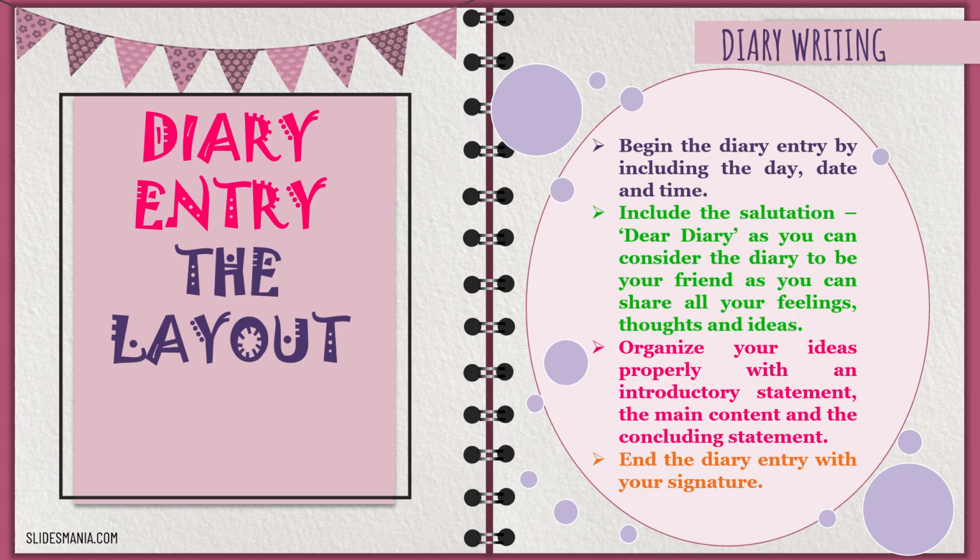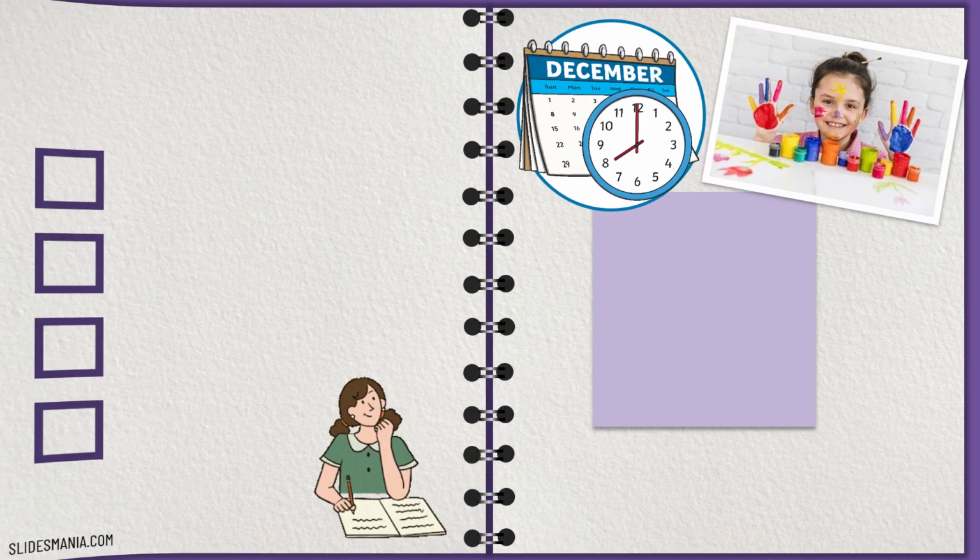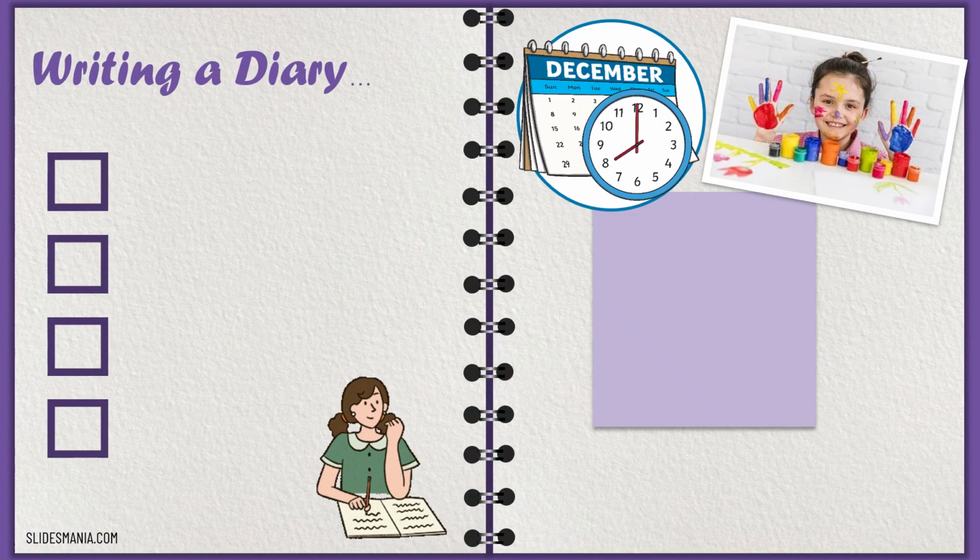And then you have to organize your ideas properly with an introductory statement, main content, and the concluding statement. These are the things that you have to write in the main content. The introductory statement and the concluding statement are also very important. Then you have to end the diary with your signature. At the end you have to sign whatever you have written, below that. You can use your initials.